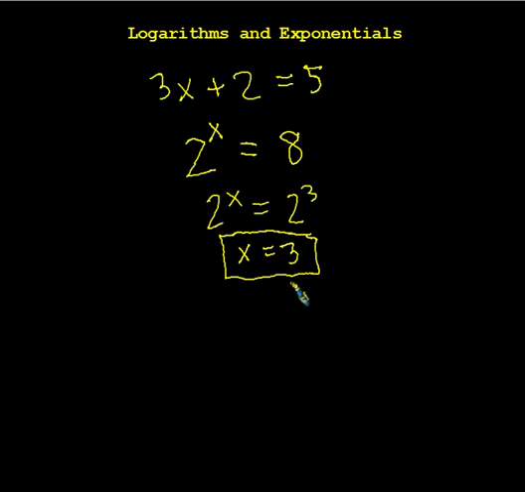However, there are cases where it's not entirely obvious, and for that we might need some extra new tools. So let's take a look at one such case. What if we had something like 2 to the power of x equals 7? Well, in this particular case, it is not entirely obvious what power of x gets us 7. So we're going to do something else.